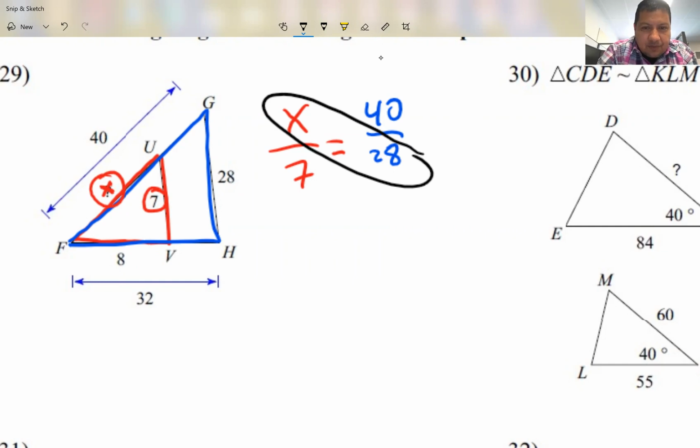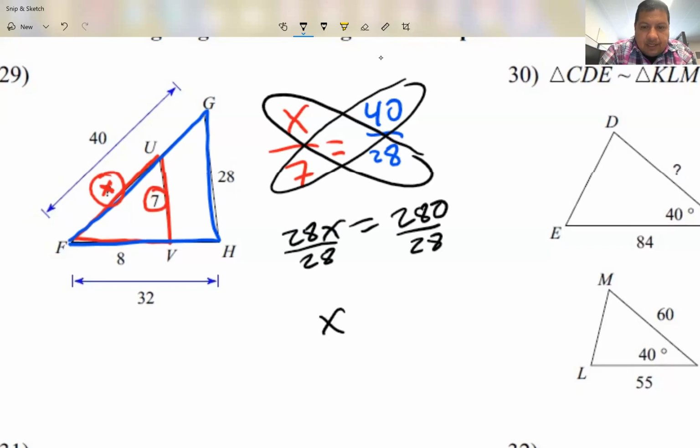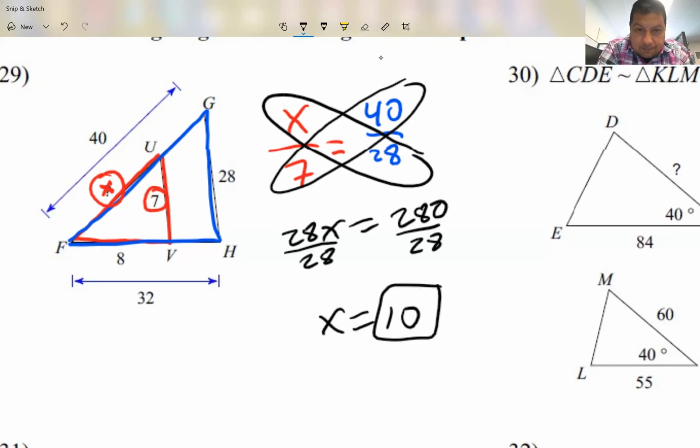28 times X, 28X, equals 40 times 7, 280. Let me divide both sides by 28. X equals 10. Remember, just type in the number, just 10. We could have simplified just to deal with smaller numbers. My answer will be the same.